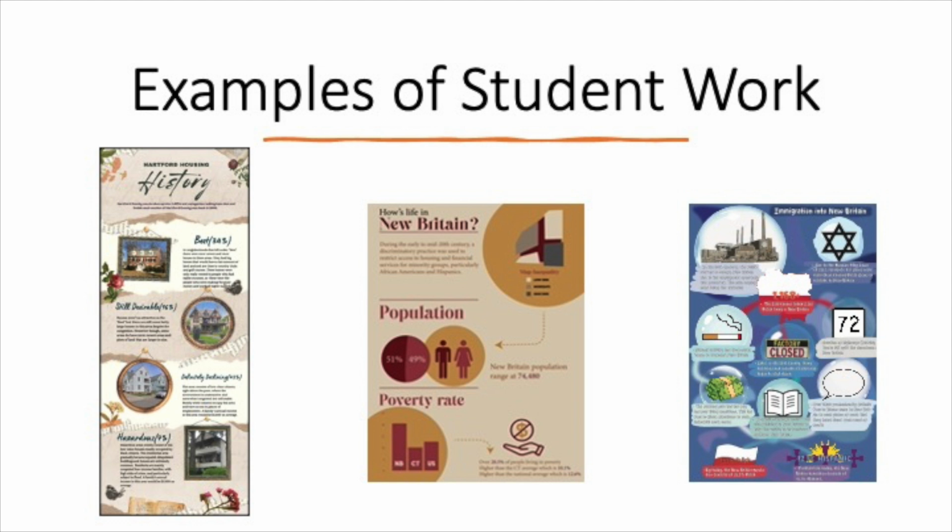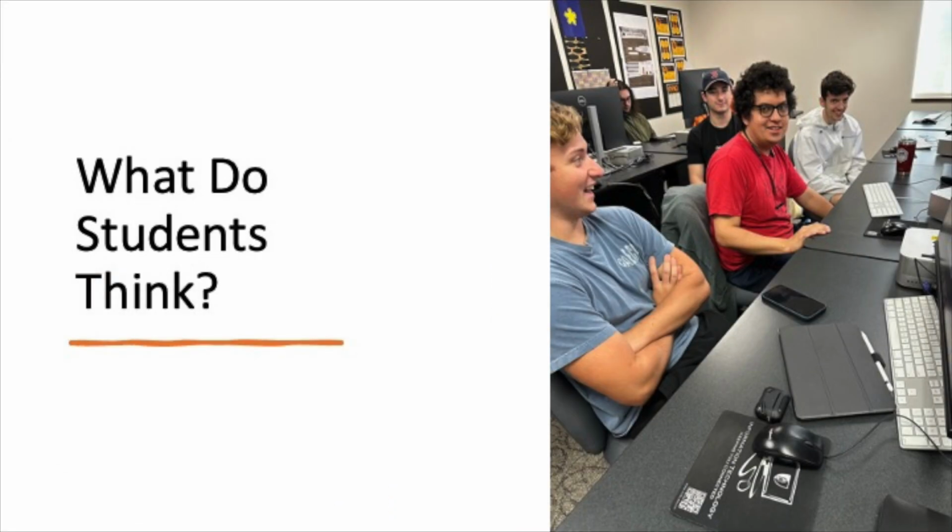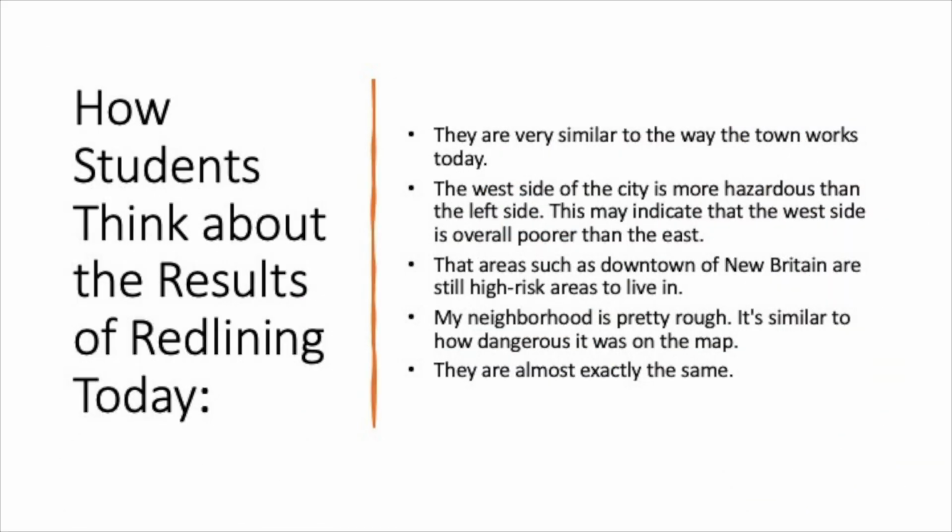To review the insights and relevance that students found through the research and projects, students commented on several questions in a short open-ended survey about them. How students think about the results of redlining today. As you can see on the slide, students found that redlined areas remain relevant to neighborhoods today in the cities they studied.